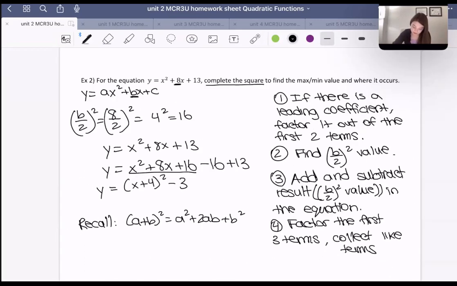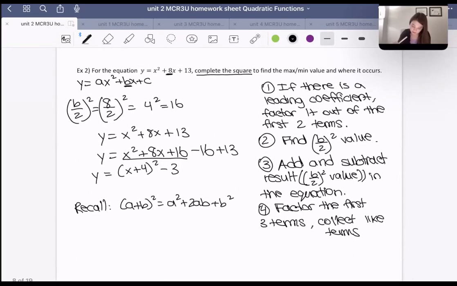So what did we learn from this? We completed the square. We now know that the maximum or minimum value, in this case the minimum value, because we have a positive leading coefficient for our a, is a minimum. Therefore the minimum value is our k value, right?